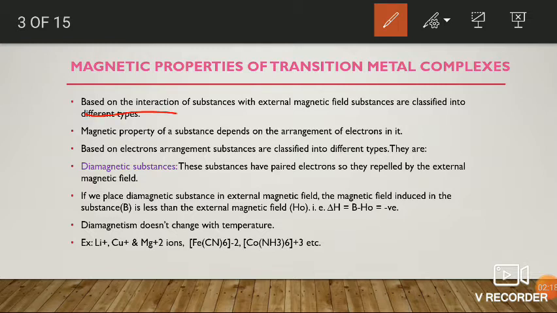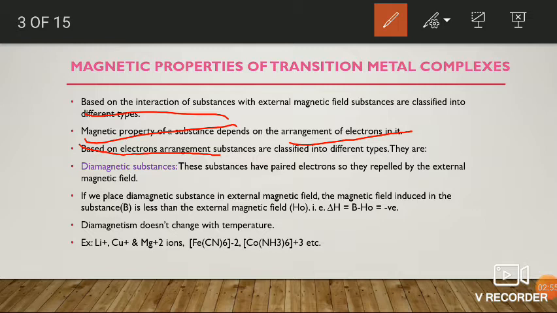Based on the interaction of substances or compounds with the external magnetic field, the substances are classified into various types. Generally the magnetic property of a substance depends on the arrangement of electrons in a given substance. So based on the arrangement of electrons, the substances are classified into different types.